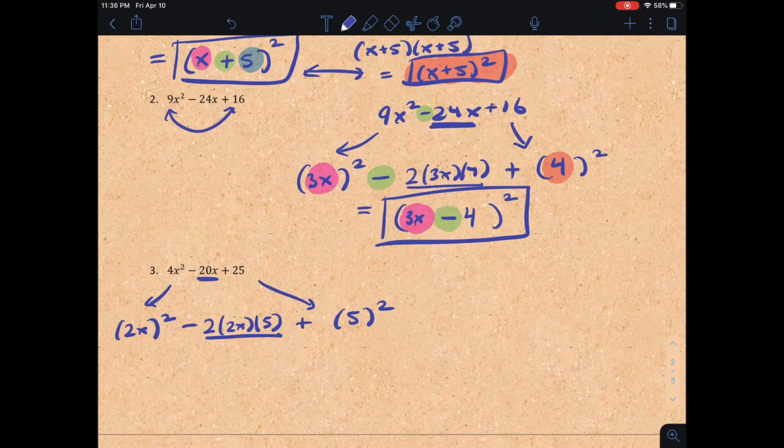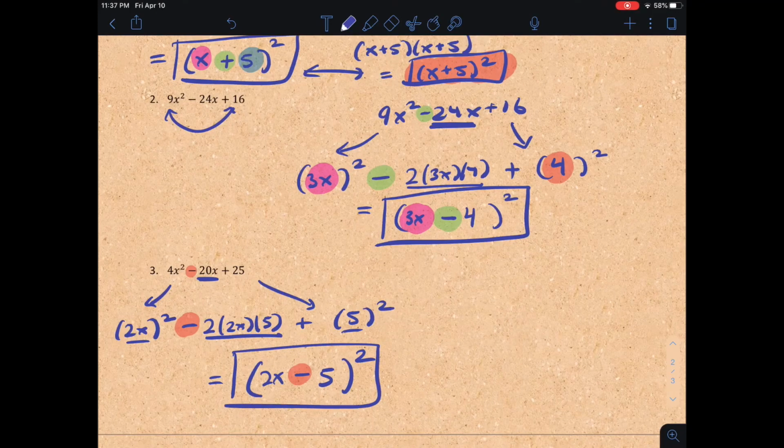And so because this follows the structure of a perfect square trinomial, I know that my final answer is going to be of this form. I want to make sure I put a minus sign here because there's a minus sign here, right? I know that I'm going to put a 2x here because that's the first term. I'm going to put a 5 here because that's my second term. This is my final answer.